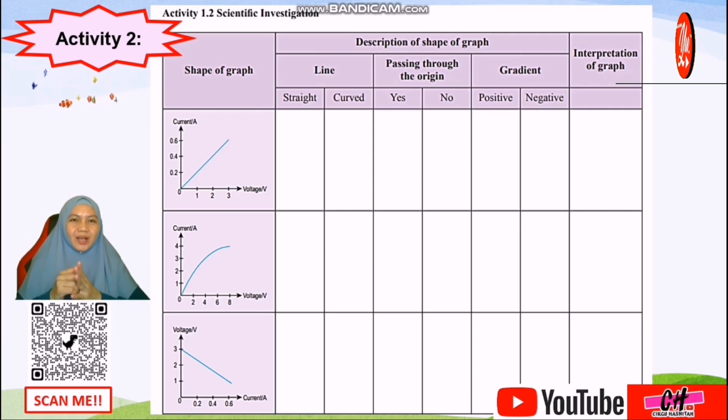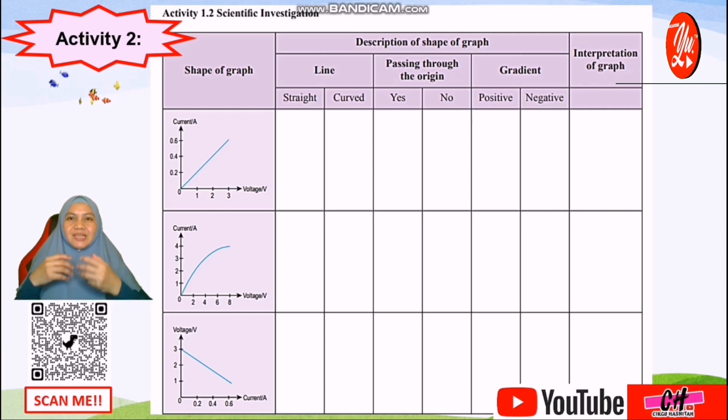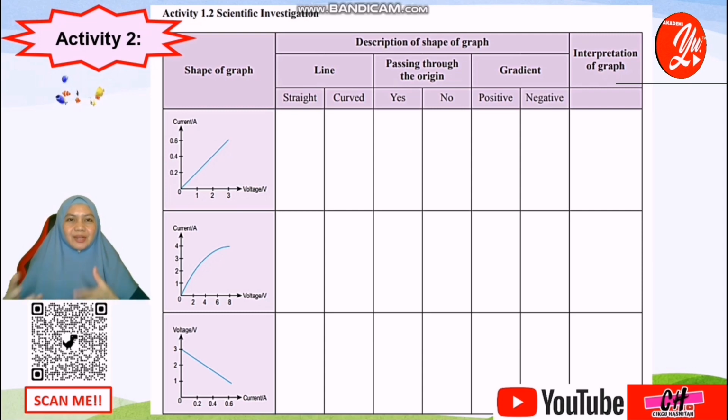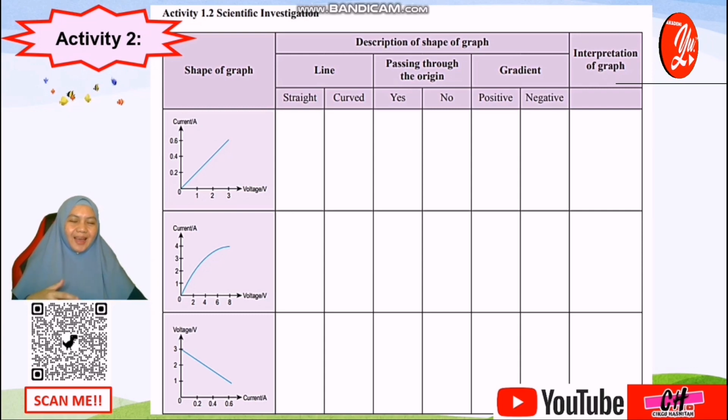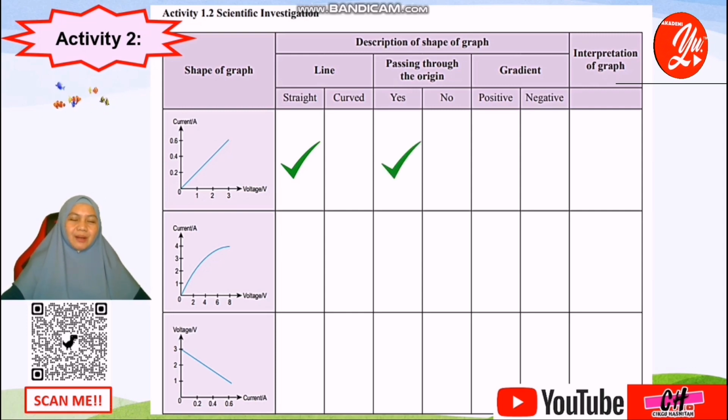Okay, so now let's check what we have here. You are given a shape of graph where you have to describe the shape and interpret the relationship between the physical quantities on both the y and x axis. So are you ready to go? Let's begin with the first one. What kind of graph do we have here? You can see it is a straight line, so we tick the straight line. Easy, right? And does it pass through the origin? You can see, yes, it passes through the origin. So you tick yes.